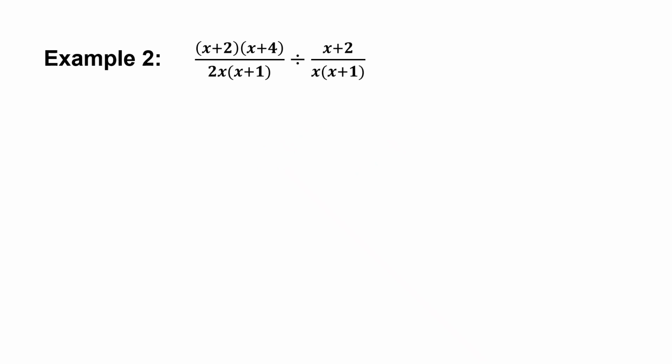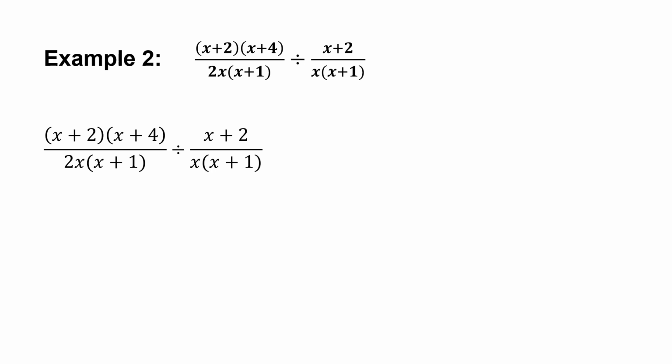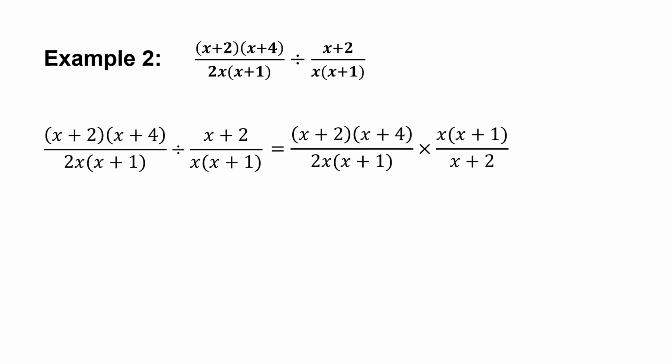So let's look at another example. Here we have (x plus 2) times (x plus 4) divided by 2x times (x plus 1). And this is all divided by (x plus 2) over x times (x plus 1). So again, we need to rewrite this as a multiplication. So to do this, we're going to flip that right-hand side fraction. So now we get (x plus 2)(x plus 4) over 2x(x plus 1) multiplied by x times (x plus 1) over (x plus 2).